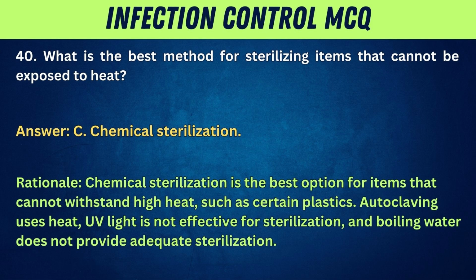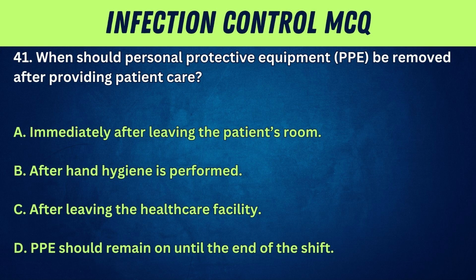Chemical sterilization. Rationale: chemical sterilization is the best option for items that cannot withstand high heat, such as certain plastics. Autoclaving uses heat, UV light is not effective for sterilization, and boiling water does not provide adequate sterilization. 41. When should personal protective equipment, PPE, be removed after providing patient care?